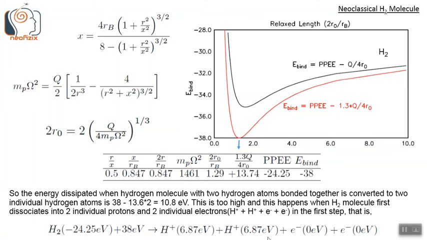And these protons are carrying away a kinetic energy of 6.87 electron volts each. These 6.87 times 2 add up to 13.74, which is given by this 1.3 Q by 4 or not. This is the total kinetic energy of the protons in the Coulomb explosion.